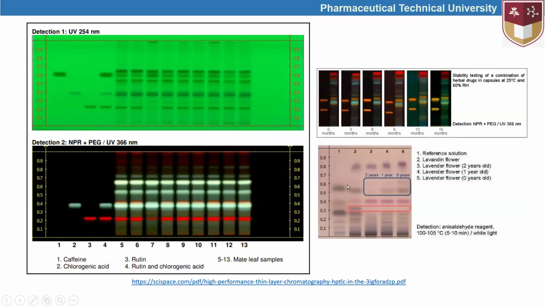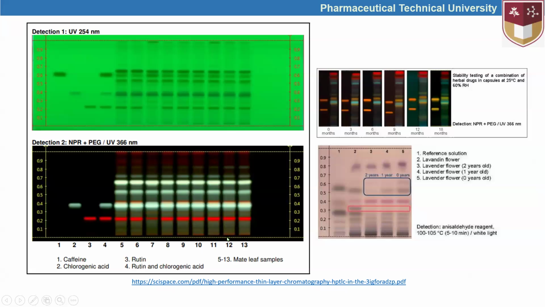And in this example, we can see how the extracts can be compared with each other. Here we can see the first compound is caffeine. I think this one is caffeine. The second one is chlorogenic acid. The third one is rutin. The fourth one is rutin and chlorogenic acid. And this one is chlorogenic acid, and this one is rutin. And this one is the mixture; caffeine is not visible.